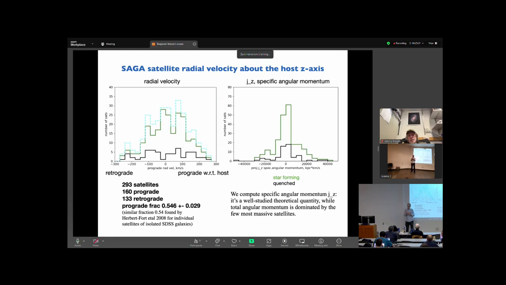Yeah. The major difference is that the quenched satellites are at lower radius. Right. And so it's a little bit hard to separate that from whatever influence it has on the magnitude of the specific angular momentum, which is smaller for them because they tend to have about the same velocity dispersion, but they're at smaller radius.